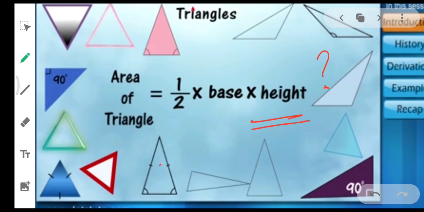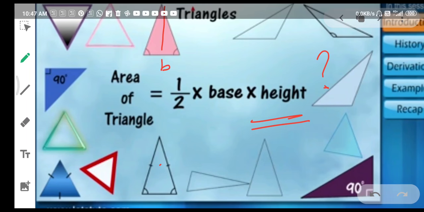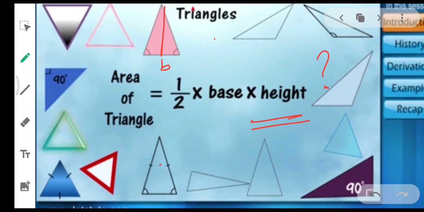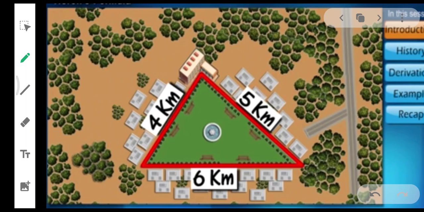Like for this triangle, if this is the base, and this is the height, then we can find area of this triangle. And for this triangle, if this is the base and this is the height, then I can find area of this triangle.